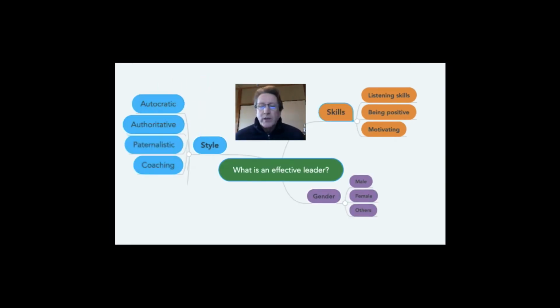So after skills we need to add a few more categories to our mind map, and perhaps gender could be an important one, whether the leader is male or female or some other gender category, or their style. And having done a little bit of reading about leadership, I found out there are different kinds of styles: autocratic, authoritative, paternalistic, or to have a coaching style. So I jot all those down, and you can see that the mind map is gradually getting bigger and bigger.